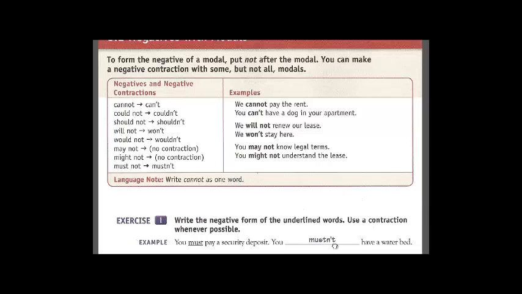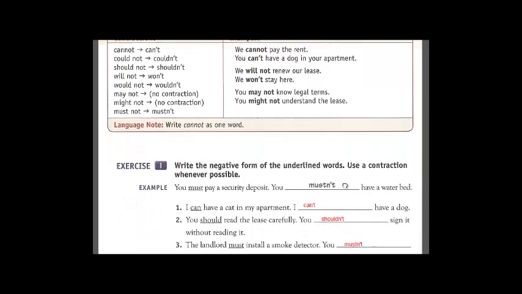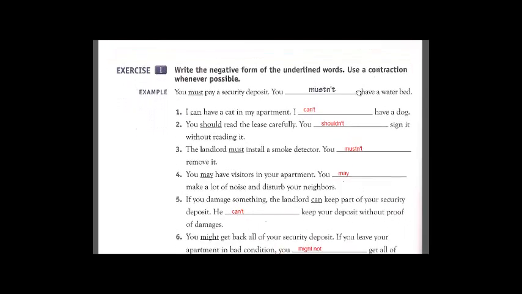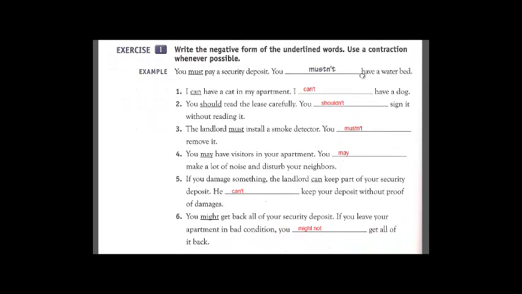Alright, here are the answers for exercise number 1, problems 1 through 6. I'm going to give you a moment to check your answers. Then I'm going to read each sentence. Also, you can stop the video right now to check your answers, and when you're ready, I'll turn it on again. Okay, welcome back. I'm going to read these problems for you. I can have a cat in my apartment. I can't have a dog.